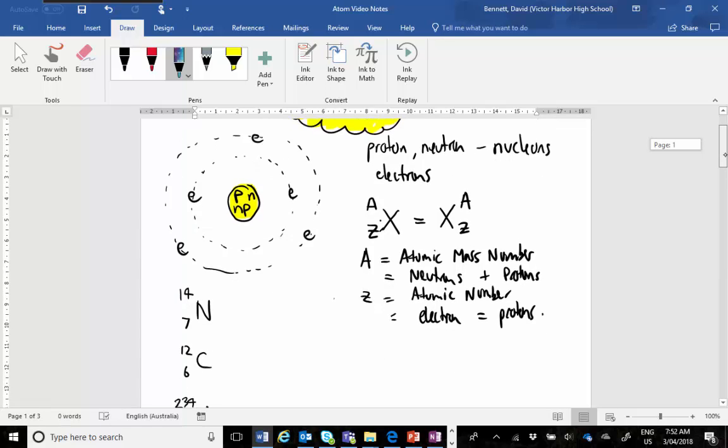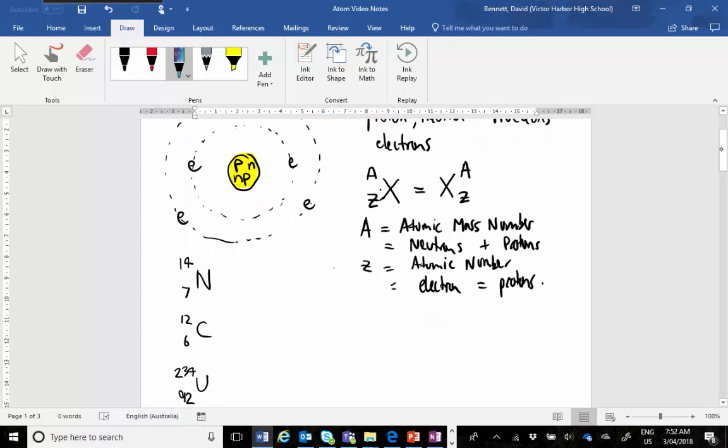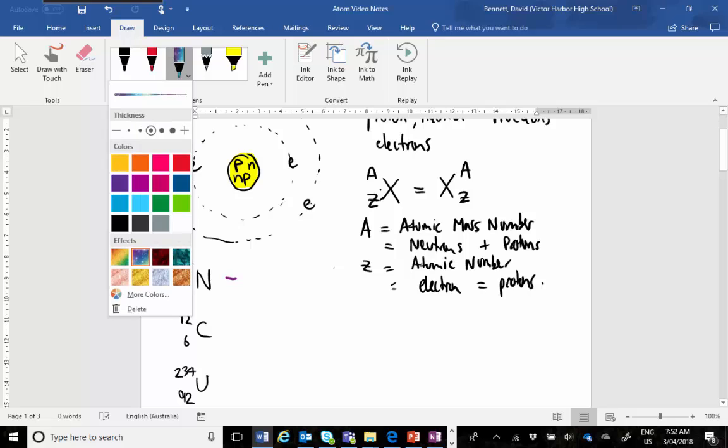Now, when we start looking at our particular atom itself, our elements, obviously in the periodic table we have all these elements there, and generally they have a capital letter followed by a lowercase letter, as you might have learnt in chemistry. We have this A value, which is our atomic mass number. Now, that is equal to the number of neutrons and the number of protons. And then we have our Z value, which is our atomic number, and that's equal to the number of electrons and number of protons.